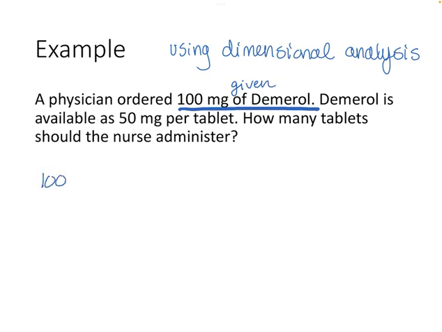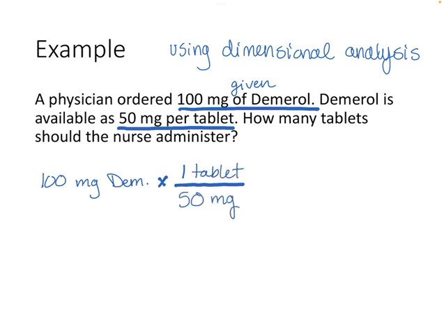So that's 100 milligrams of Demerol. And then you can multiply that by a conversion factor. So in this case, our conversion factor is 50 milligrams per tablet. And I'm going to put the unit I want in the numerator of my conversion factor. So 1 tablet over 50 milligrams.